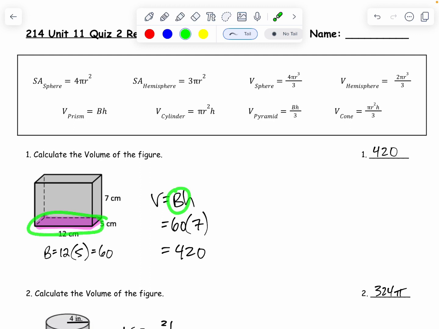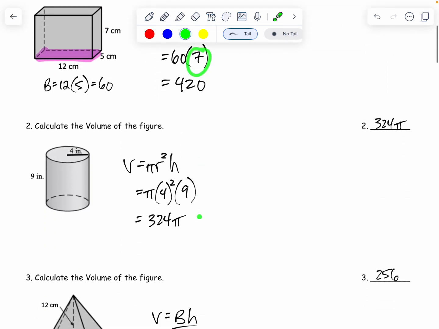Well, the base, the bottom of that aquarium or Kleenex box or whatever is a rectangle. And how do we find the area of a rectangle? Take the two sides, multiply them together. You get 60. That goes in right here. How tall is the Kleenex box? That is the height. The height of the Kleenex box is 7. That goes in right here. We get 420.